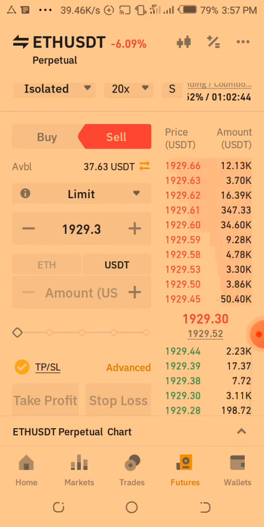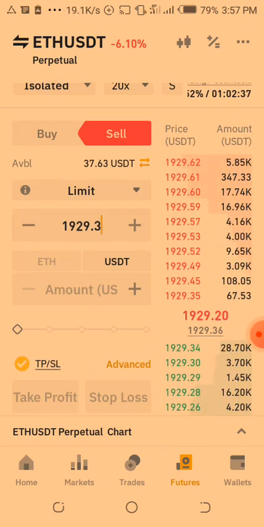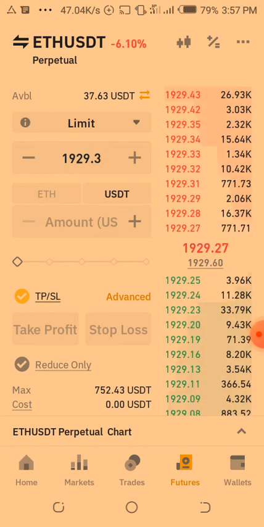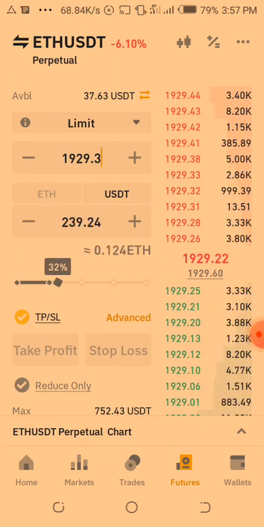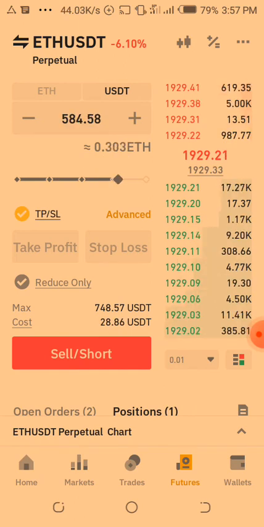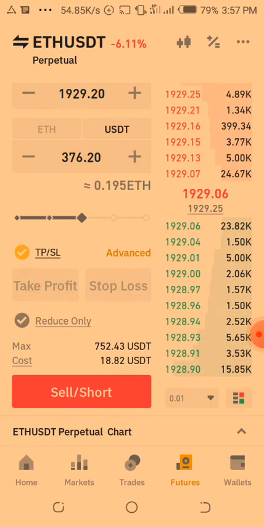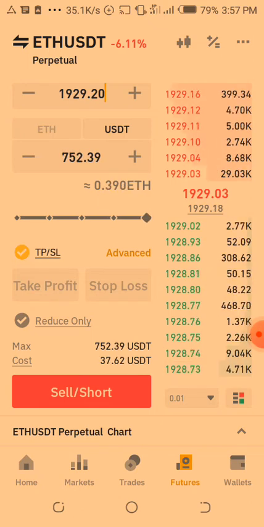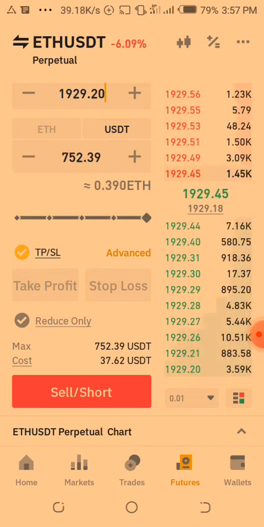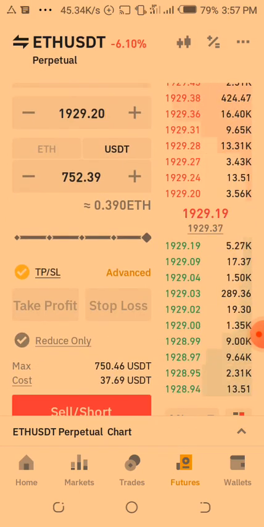Now down here is the quantity of the coin you are buying in response to your price. This draw bar here is where you choose the price you want to use to enter the market with, or the amount of USDT you want to use in this trade. If you draw this to the end, that means you are using 100% of your balance. In this case, I have 37.63, so the 100% is this. So that is that for this.